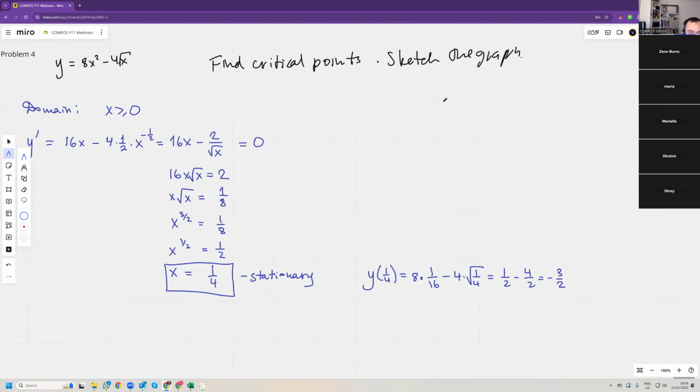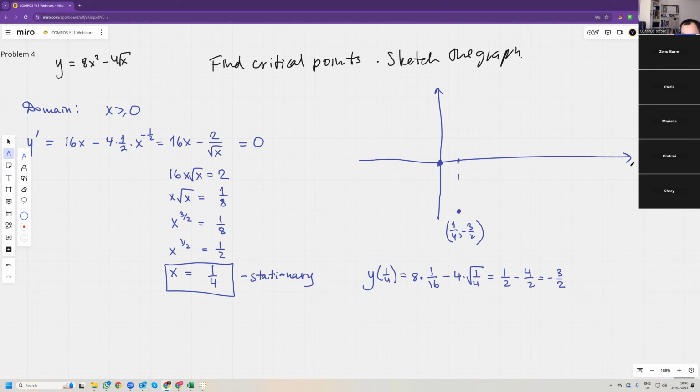Okay, so let's begin sketching the graph. So what do we know? Well, we know that when x is 0, y is 0. Okay, that's the first point. Secondly, we know that when x is a quarter, so let's make this a quarter, and this is minus 3 over 2. So 1/4, minus 3 over 2. Yeah, so it's stationary here. I suspect this is going to be a point of minimum.